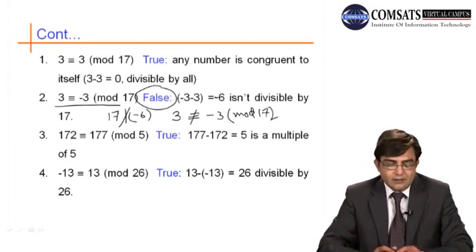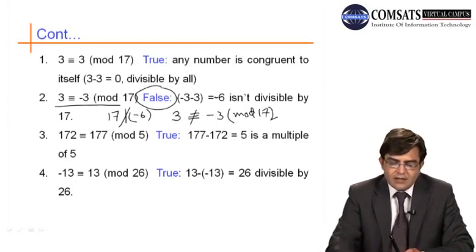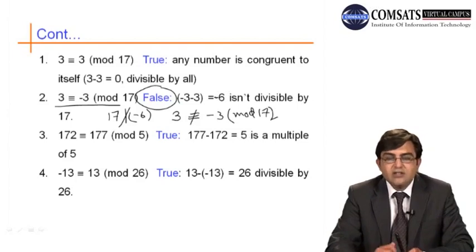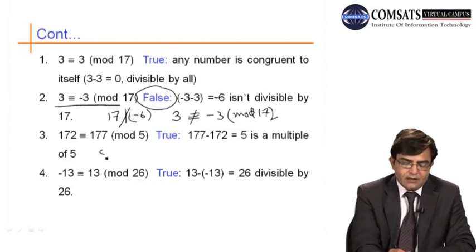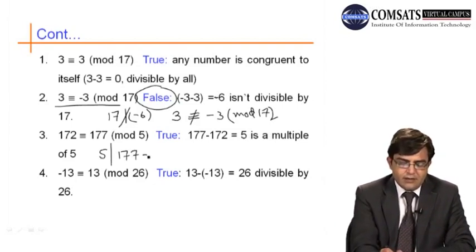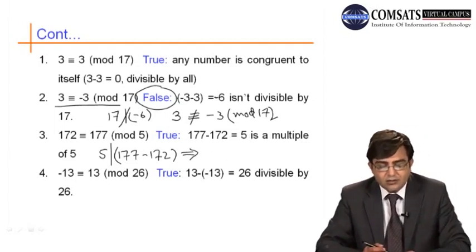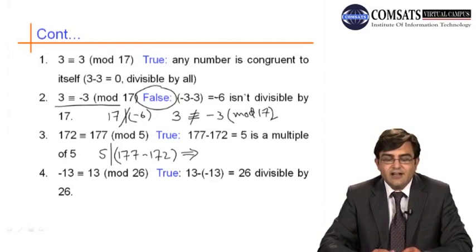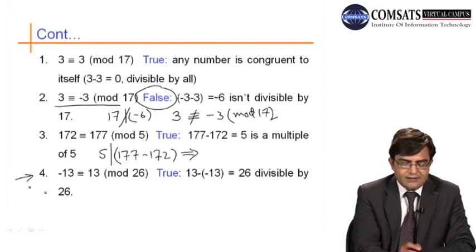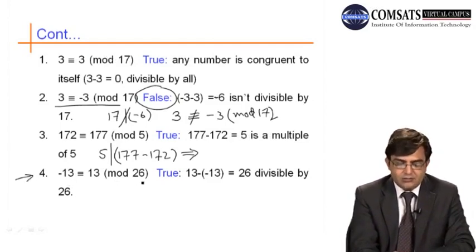So next example is 172 is congruent to 177 mod 5. So if we see here, 177 minus 172 is basically 5, which is a multiple of 5. So 5 divides 177 minus 172. So this implies 172 is congruent to 177 mod 5. This is true. The next example is minus 13 is congruent to 13 mod 26.